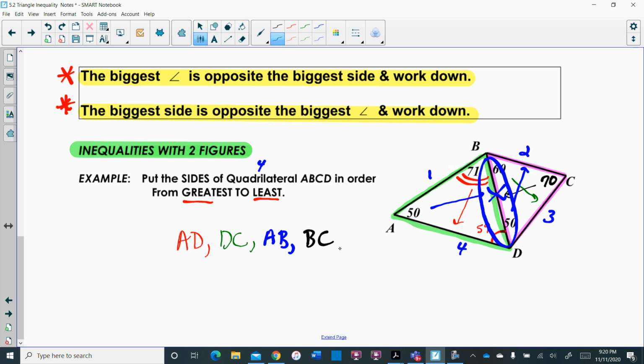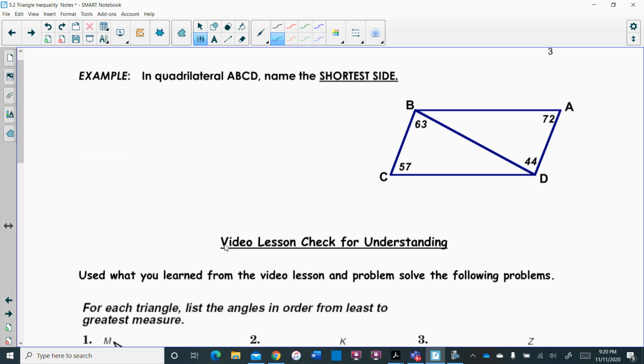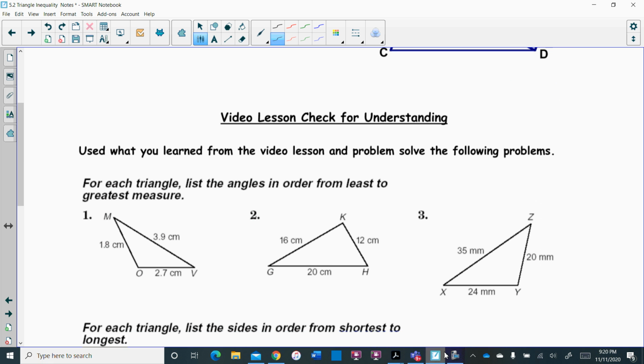So when we're doing sides of quadrilaterals, we can't pick the diagonal. You can only pick on the outside. So let's see if you can answer this one. I'm going to go ahead, pause, let you try it, and check your understanding. And then when we're done, we have some problems here, and I'm just going to give you an overview of that.